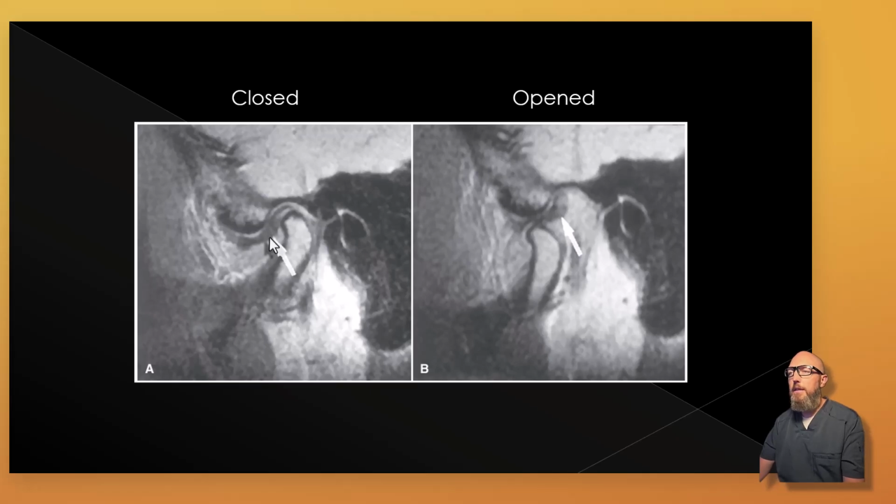What do we see here? This arrow is pointing to the posterior band of the disc. These are just some of the fibrous connective tissues. And so this is closed, the disc is out of place. It's anteriorly displaced. When the patient's opened, well, what happens? The disc pops back into place. So what did we call that? That's disc dislocation with reduction.